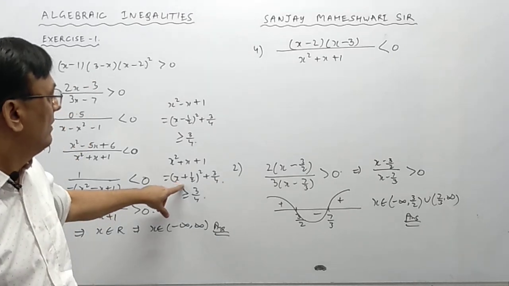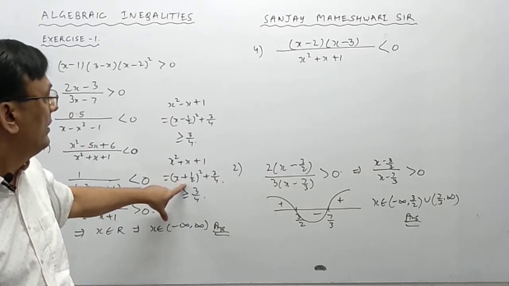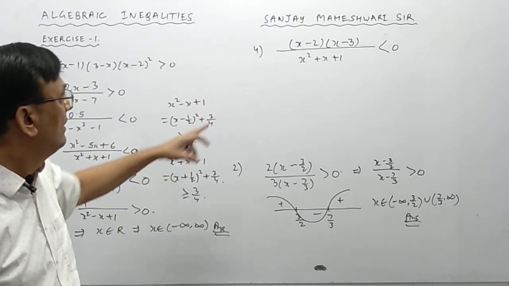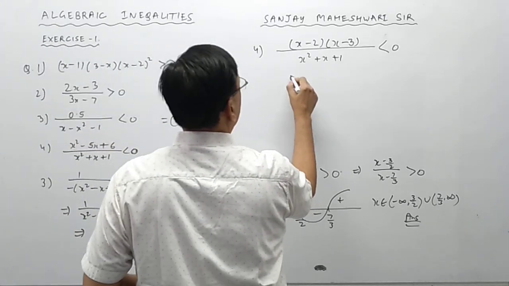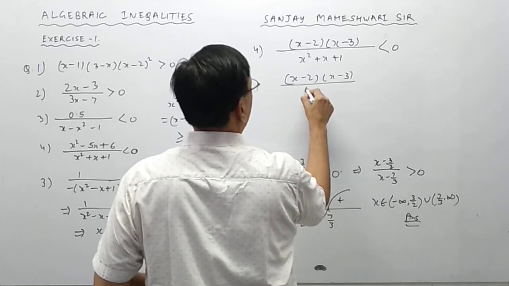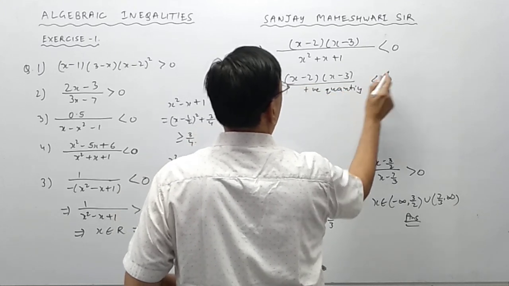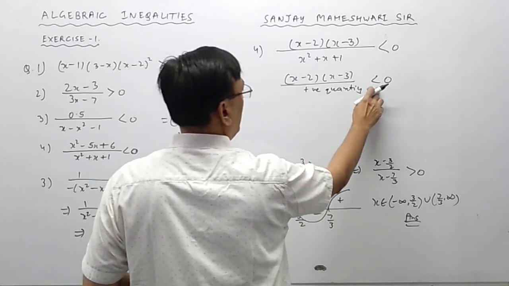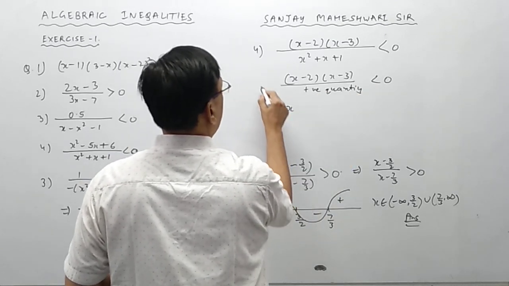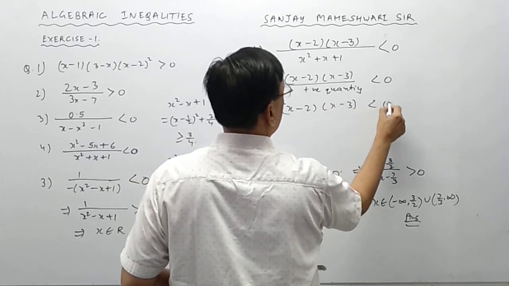Because this expression can have least value of 0 only, this becomes a positive quantity. So x minus 2, x minus 3 by a positive quantity is less than 0. So this can be removed without affecting the sign. So we can write it like this now: x minus 2, x minus 3 less than 0.